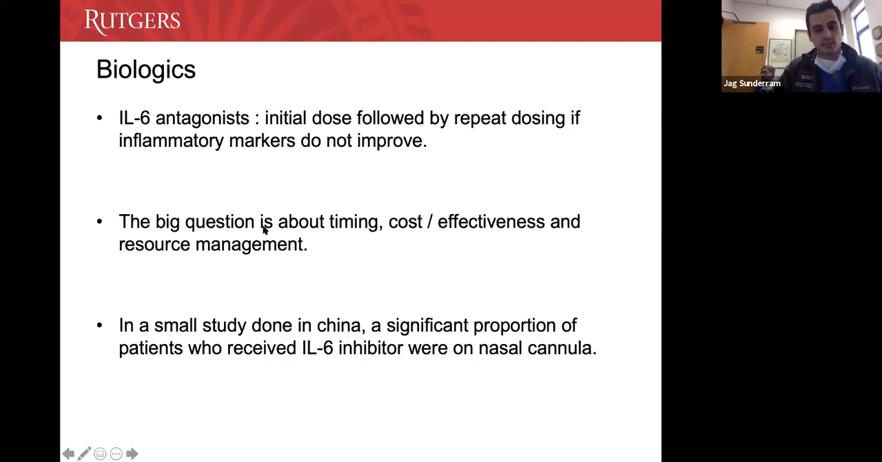And I wanted to highlight a small study that was done in China that looked at patients who received tocilizumab. The majority of these patients were not intubated, and the majority were actually on nasal cannula. So we're giving this medication pretty early in the disease course. They would measure the IL-6, or look at ferritin, inflammatory markers, CRP, triglyceride, their age score, and before they decompensate and end up on a ventilator, they were giving them the IL-6 inhibitor.